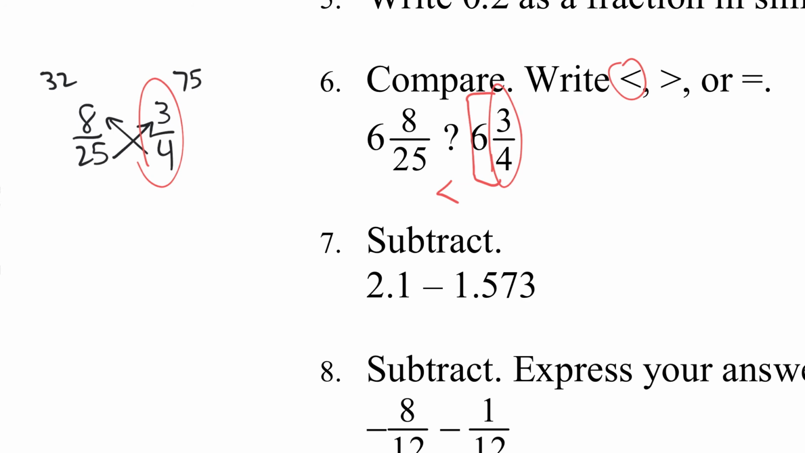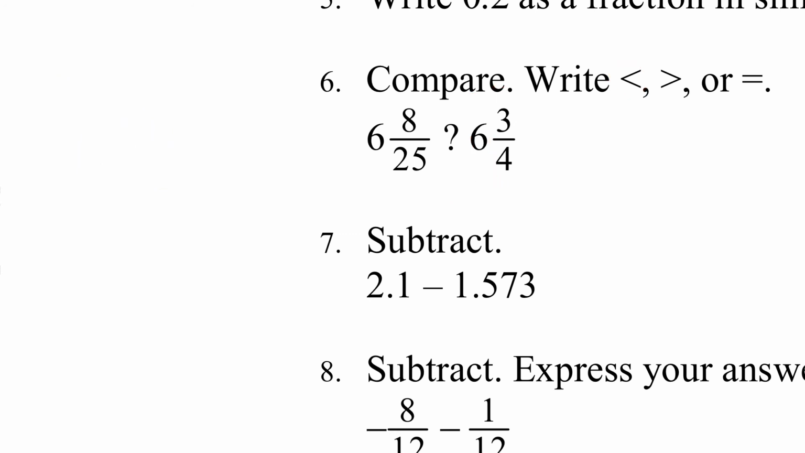Okay, number 7. I'm going to erase stuff here. It's going to drive me crazy if it's all still there. So this problem here, 2.1 minus 1.573. I'm going to do it right over here. 2.1 minus 1.573. There you go. You've got to line up your decimals.